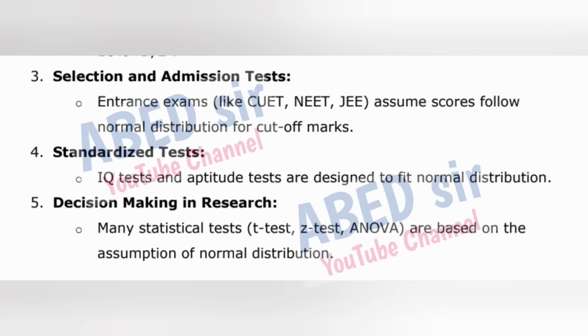3. Selection and admission tests. Entrance exams, like CUET, NEET, GATE, assume scores follow normal distribution for cutoff marks. 4. Standardized tests. IQ tests and aptitude tests are designed to fit normal distribution. 5. Decision-making in research. Many statistical tests, t-test, z-test, ANOVA, are based on the assumption of normal distribution.